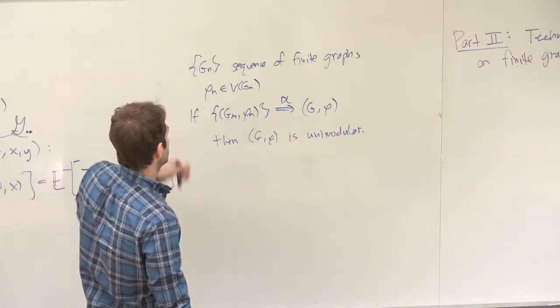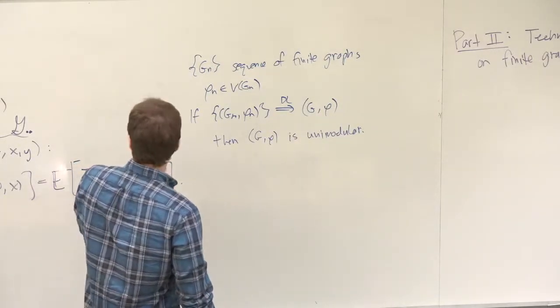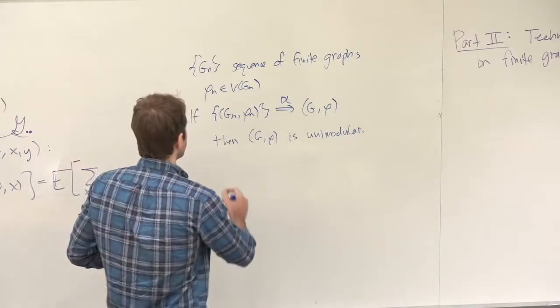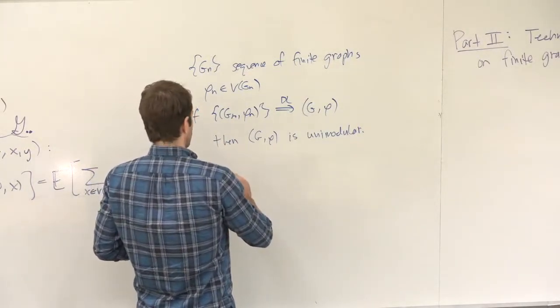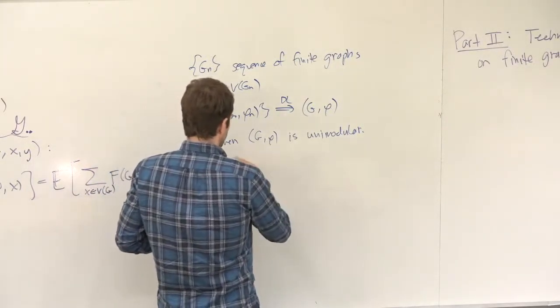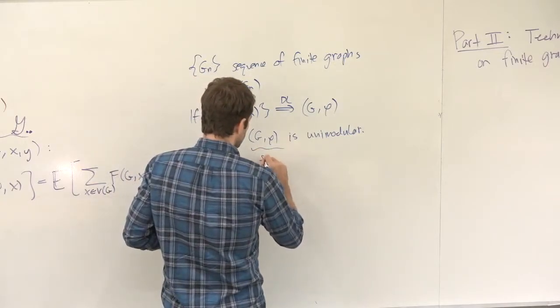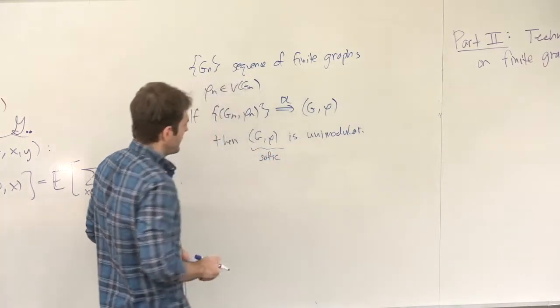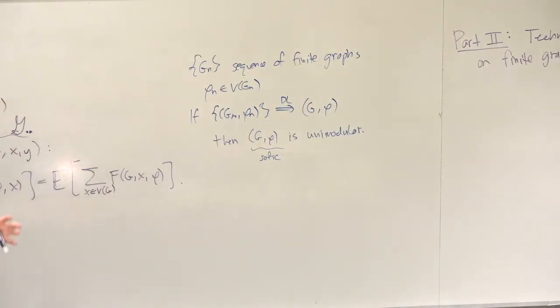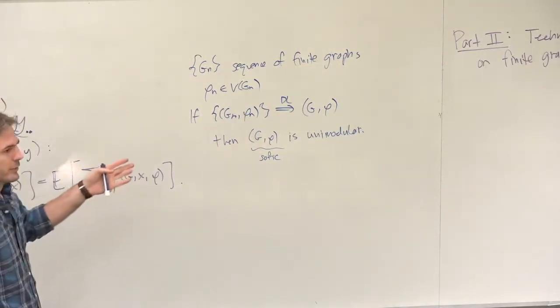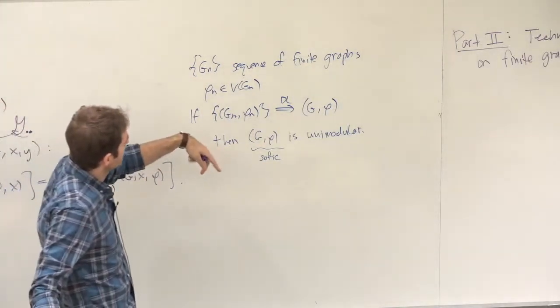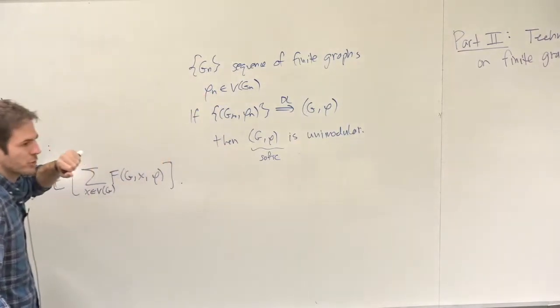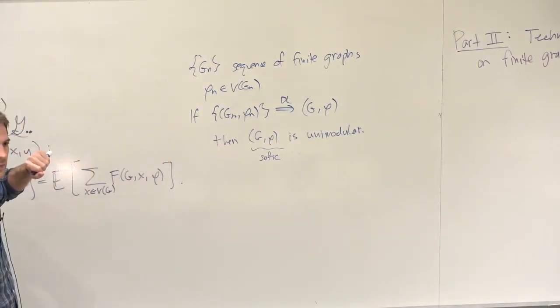So okay, this gives a rich family of unimodular random graphs, and in fact such a graph is said to be sofic, and it's actually an open problem whether every unimodular random graph is sofic. So whether every unimodular random graph is a distributional limit of finite graphs in this sense.